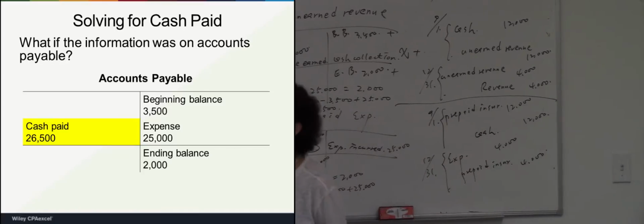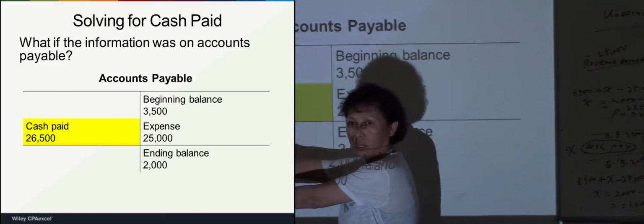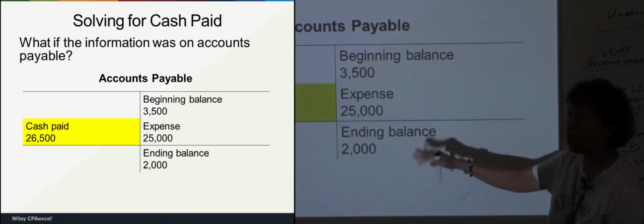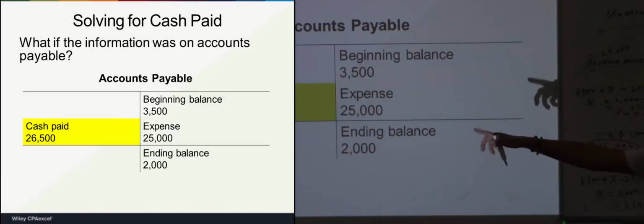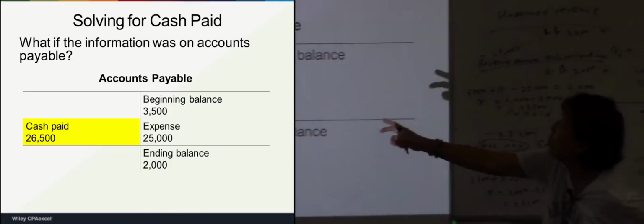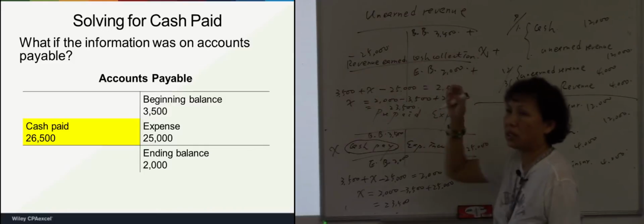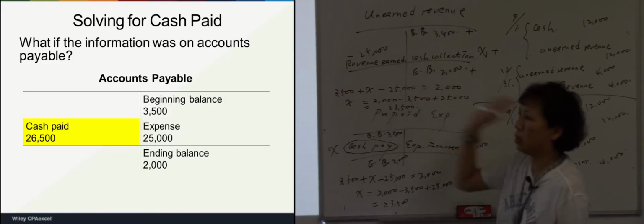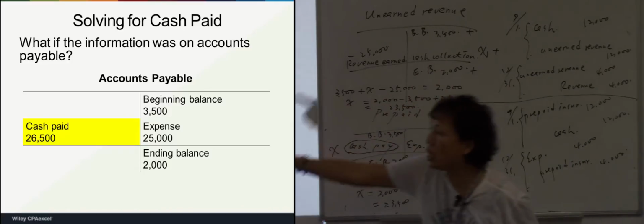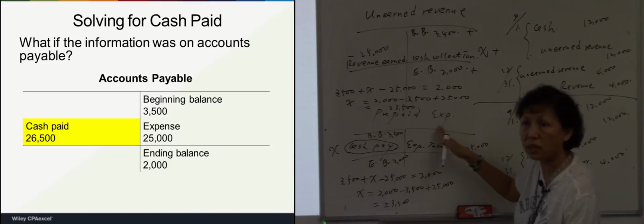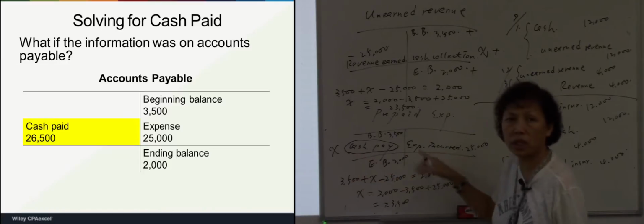Just remember whether this is an asset account or a liability account. If it's an asset account, we put beginning and ending on the left side. If it's a liability account, we put beginning and ending on the right side. Accounts receivable is for the revenue earned and the cash collection. Revenue earned is on the left side, cash collection is on the right side. Accounts payable is associated with prepaid expense, so for these two accounts, cash paid is on the left side, expense incurred is on the right side.